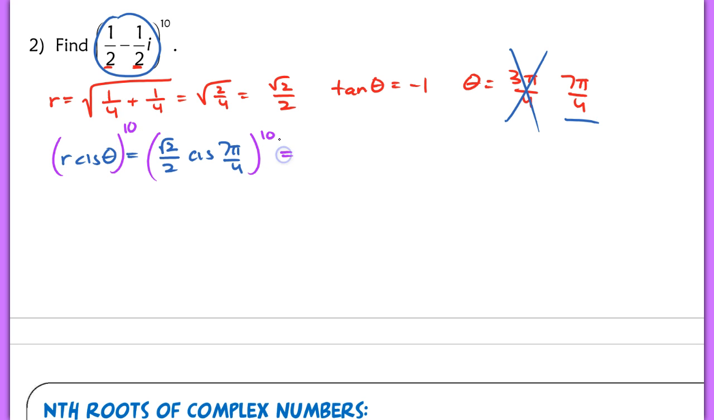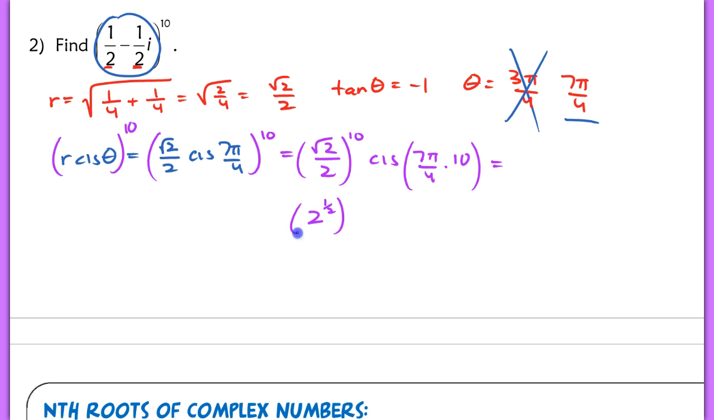Okay, so if we want to raise that to the 10th power, we know that all we have to do is raise our modulus to the 10th power, and then we have to multiply our argument by 10. So we have 7 pi over 4 times 10. Now let's work on simplifying this. So I have root 2 to the 10th, which is like 2 to the 1/2 raised to the 10th power. So in that numerator, I'll get 2 to the 5th, and then over 2 to the 10th. Then cis of 7 pi over 4 times 10, that's going to reduce to 70 pi over 4, so 35 pi over 2.